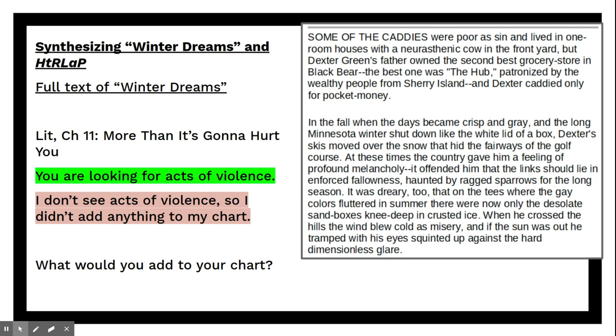Chapter 11, More Than It's Going to Hurt You. This is really us looking for acts of violence, and we don't see anything here. We have some language that might lead us to think maybe that's something that's coming our way, but there isn't any act of violence per se.